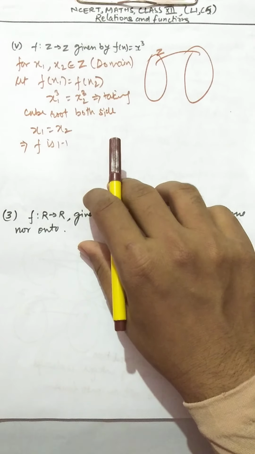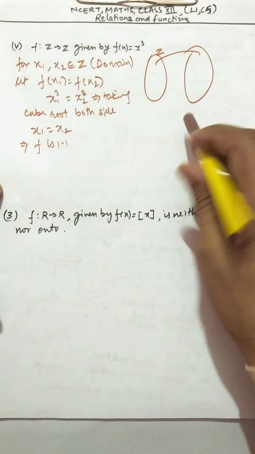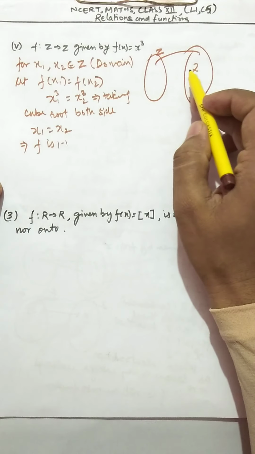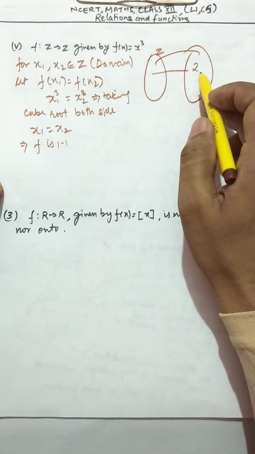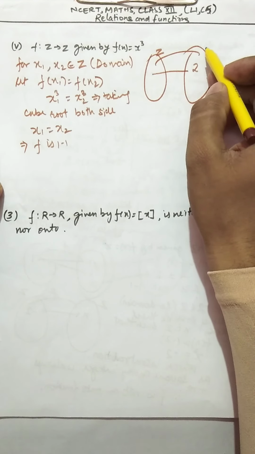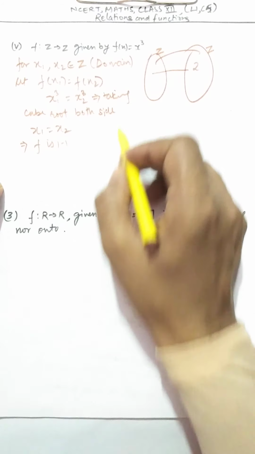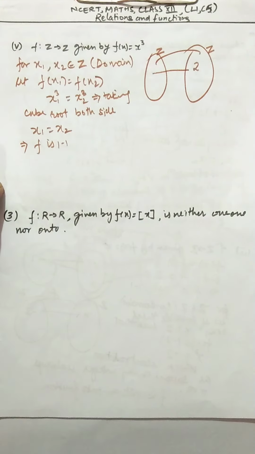You have to think of some example where you can show this is not onto, and this is quite easy if you can think of it. For example, if I take 2, then do you think there is any number x whose cube you take and get the answer 2? This looks difficult, but we have to show it with some steps.